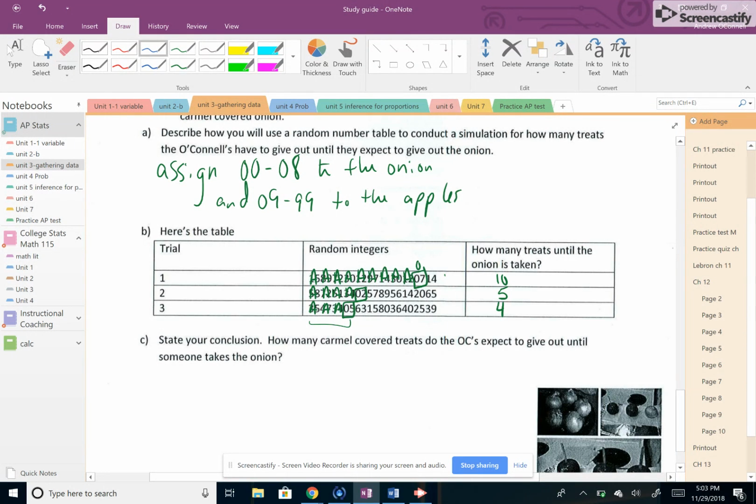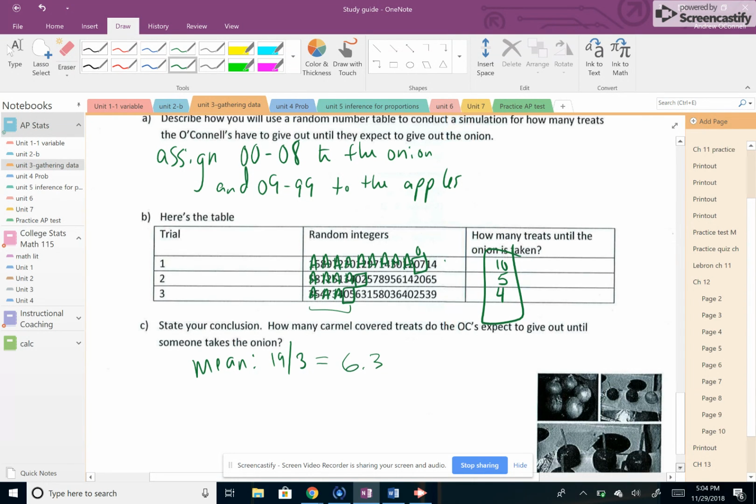C, state your conclusion. How many caramel-covered treats do the OCs expect to give out until someone takes the onion? Well, based on this data, 1, it took a while, and 2, we're kind of in the middle. So what would be a statistic that kind of reports that? I think here the mean is probably appropriate, which would be 10 plus 5 plus 4 is 19 over the 3 trials. Really, we should probably run more trials, but 19 over 3, I believe, is 6 1/3.